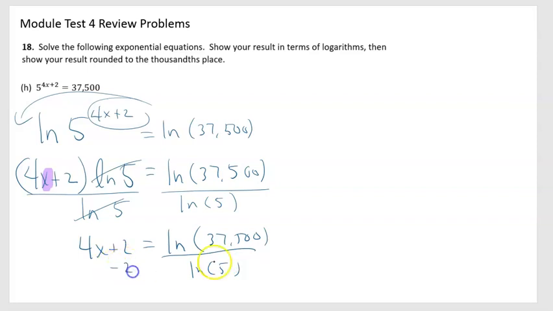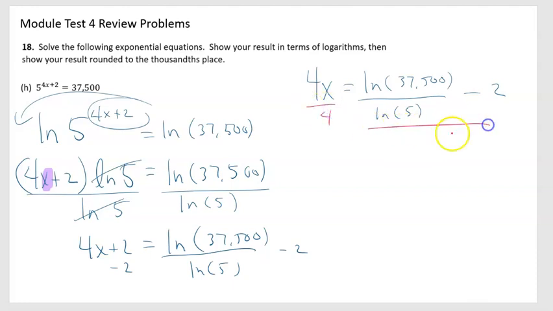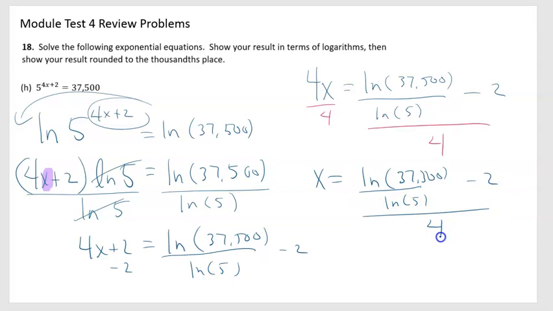Let's subtract 2 from both sides, right? So now I have 4x equals the natural log of 37,500 divided by the natural log of 5, minus 2. Last step, divide everything by 4. Divide this by 4 and that entire side by 4. So the exact answer is really ugly. The natural log of 37,500 over the natural log of 5, minus 2, over 4.